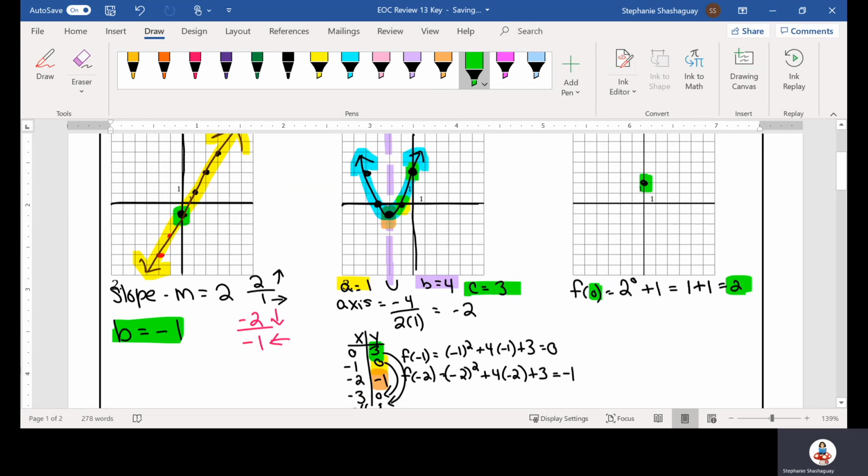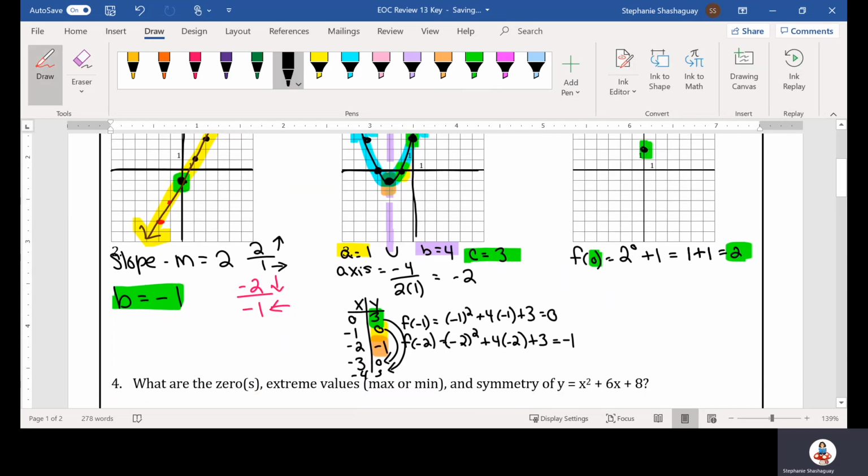Now to find the other points to graph, I'm going to create an x and y table. Okay, so I already know what 0 is, so I can find -1, 1, and 2. So when I find f of -1, I'm going to have 2 to the -1 power plus 1. Well, 2 to the -1 power is 1/2, plus 1 is equal to 1 and 1/2. So at -1, I'm at 1 and 1/2. And there's my point.